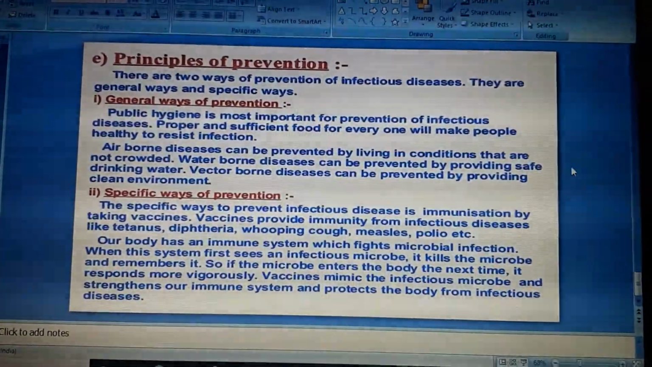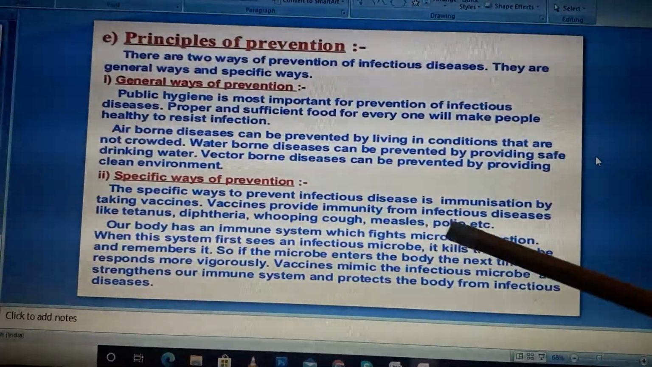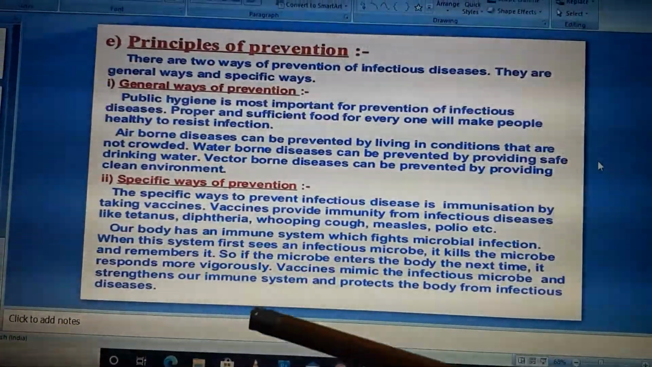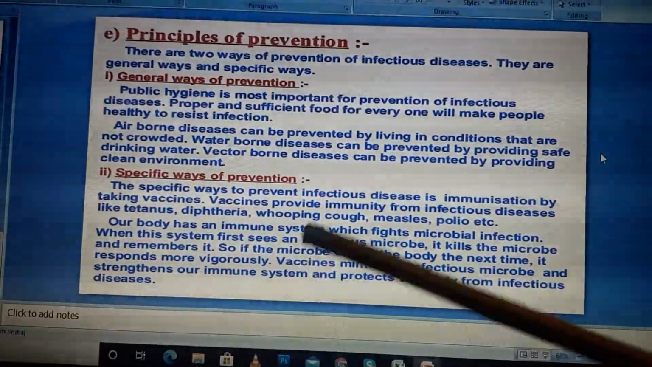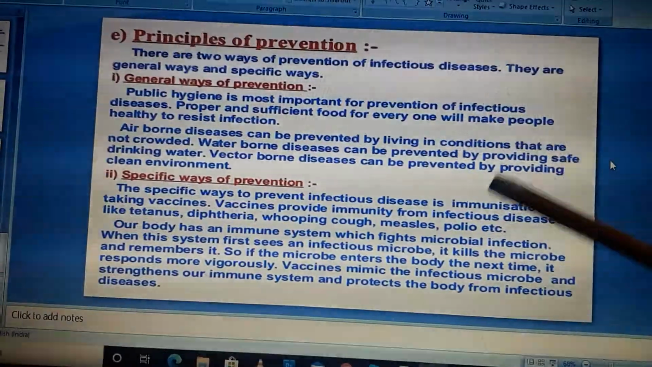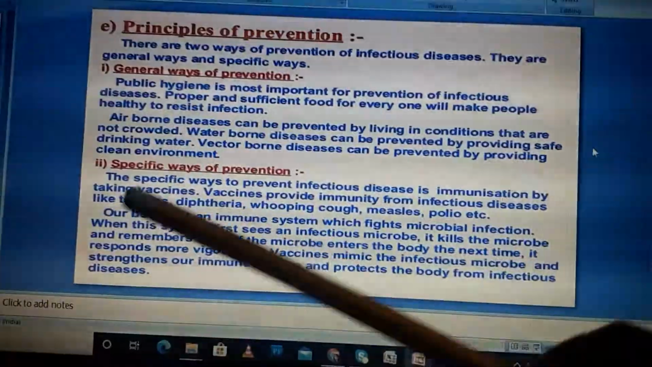While the specific ways of prevention are immunization by taking vaccines, which provide immunity for infectious diseases like tetanus, diphtheria, whooping cough, measles, polio, etc. We all have taken polio medicine in our childhood days.